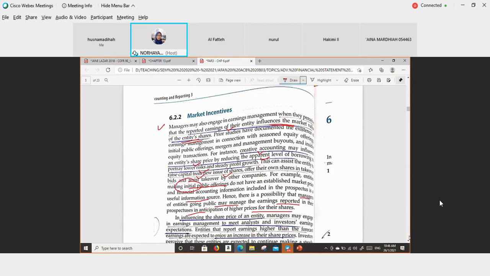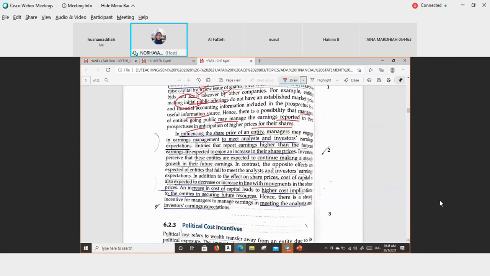Kalau kat sini, initial public offering tu first time di issue share. Kalau you investor, you rasa convinced tak untuk beli share company baru? You rasa you berani tak? You mesti kurang confident lah. That's why saya kata dia mesti menunjukkan income yang tinggi untuk convince investor. Are you following? Barulah you rasa confident nak beli share tu. So dia manage lah earnings dia. You can read the rest, baca lagi.